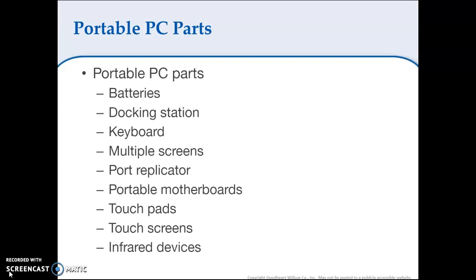When it comes to portable PCs, such as laptops, what are some of the parts that are involved with that? These are some of the things that may or may not classify this device as being portable. Batteries, yes. Docking station, keyboard, multiple screens, a port replicator, portable motherboards, touchpads, touch screens, and even infrared devices. And this list is evolving as portable PCs evolve technology-wise. Some of these may become obsolete in the near future, and other advantages of these parts or other parts of this PC might be coming down the pipeline in the near future, and we don't even know about them yet.